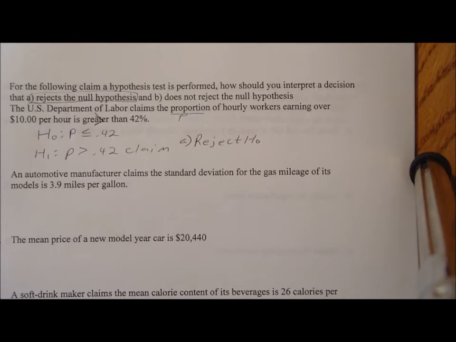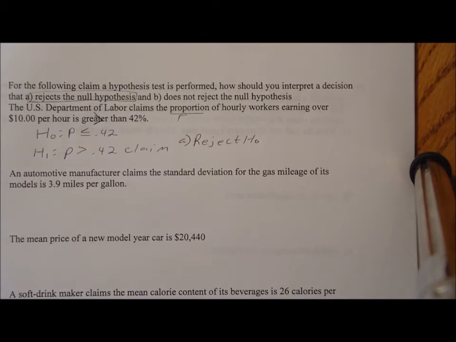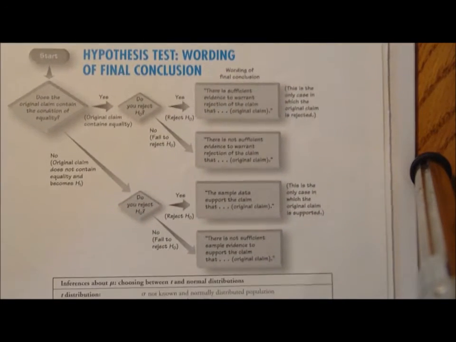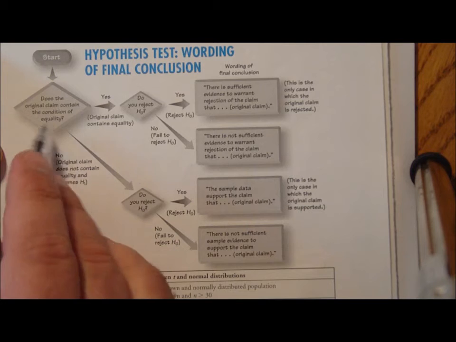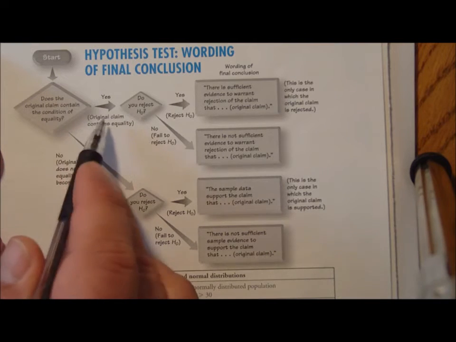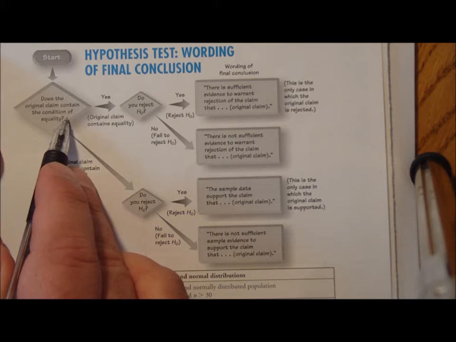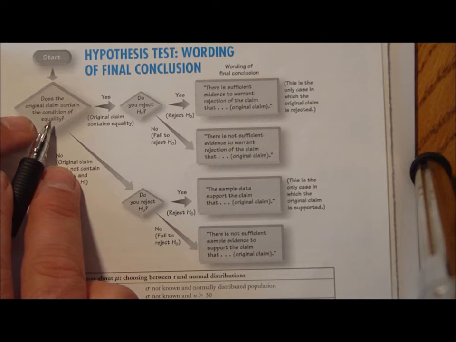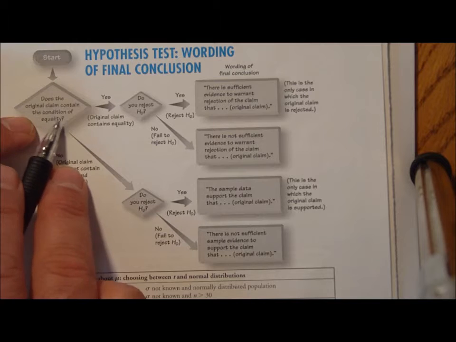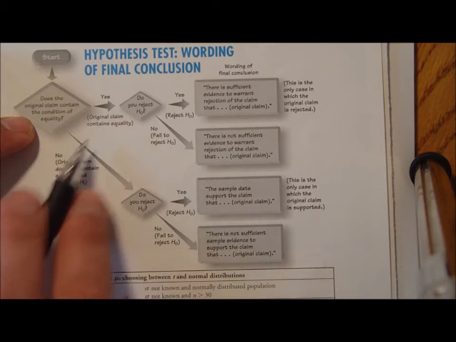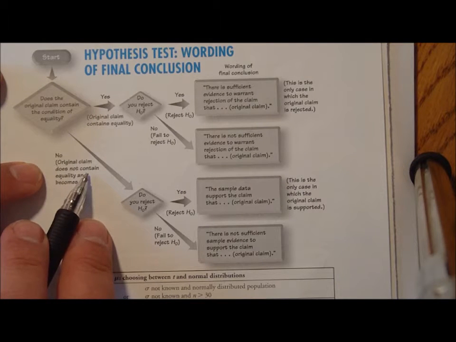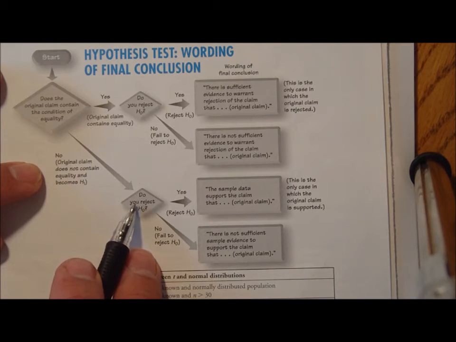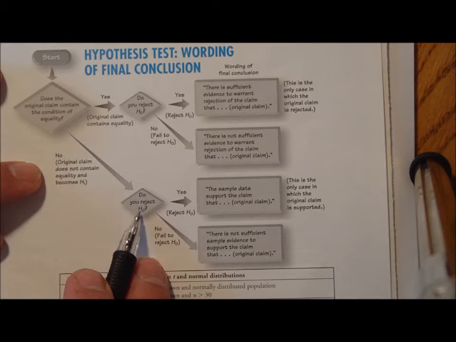Now to make our decision, we have a nice little chart, again on our cardboard pullout. The chart here, shown below, is for making a decision. We have a decision diamond right here. First of all, does the original claim contain the condition of equality? Well, if you remember, our alternative was the claim. We had the original claim does not contain equality and becomes the alternative. Okay, so we're going to come down here, and then part A said, do we reject the null hypothesis?